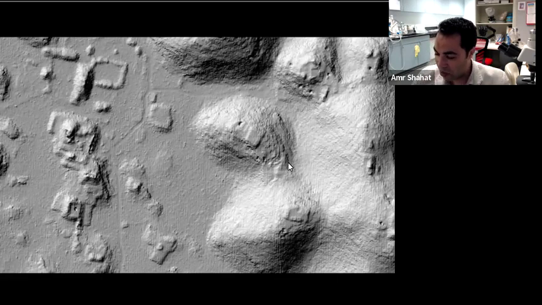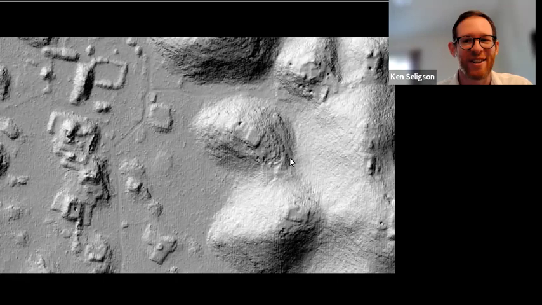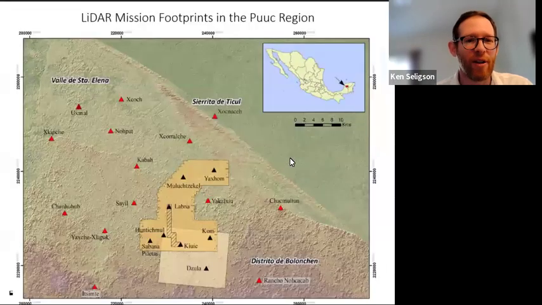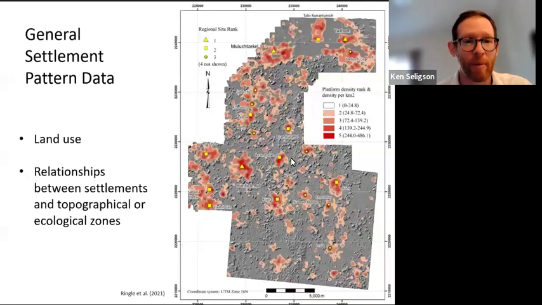I also have other questions. So, what type of things can we learn from LiDAR? Super important question. So for instance, where I work in the northern Yucatan Peninsula, we can use LiDAR as a baseline for understanding settlement patterns.